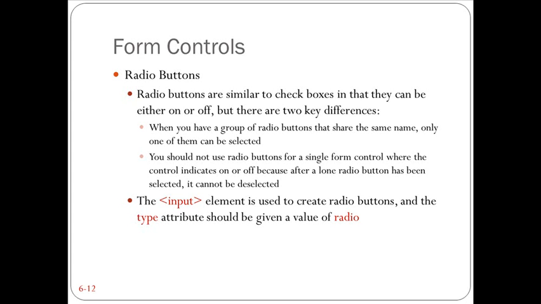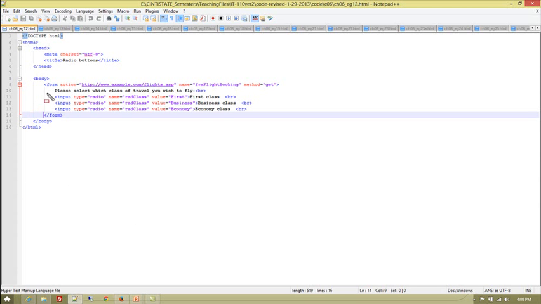And then you should not use radio buttons for a single form control where the control indicates on or off, because once that radio button is selected, you have no way of deselecting it. The only way to deselect a radio button is when there's a group of radio buttons and you select one of the other ones in the same group. Again, we're going to use the input element, the type of radio, and our prefix for the name would be RAD for radio.